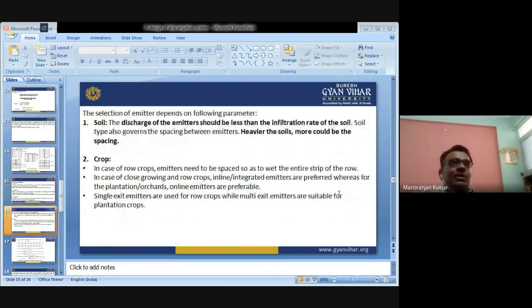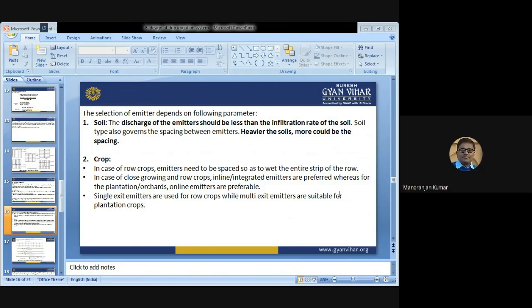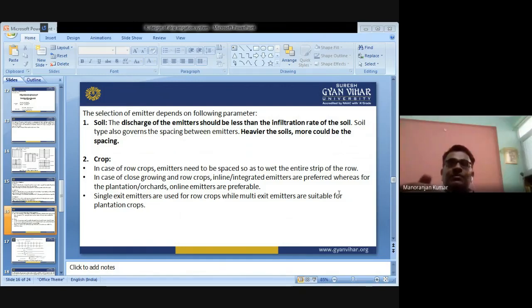The selection of emitter depends on the following parameters. First, depending on the soil, the discharge of the emitter should be less than the infiltration rate of the soil. If the discharge of the emitter is more than the infiltration rate of the soil, then what happens? In that condition, runoff will take place, and if runoff takes place, then some soil erosion may take place.